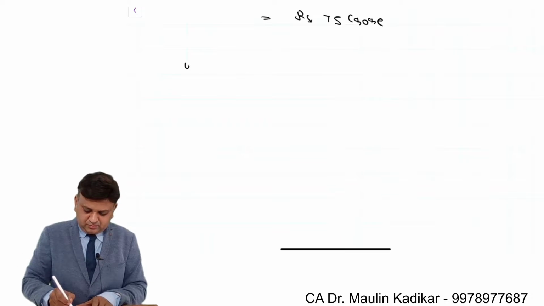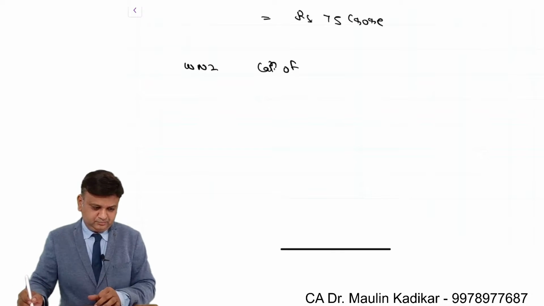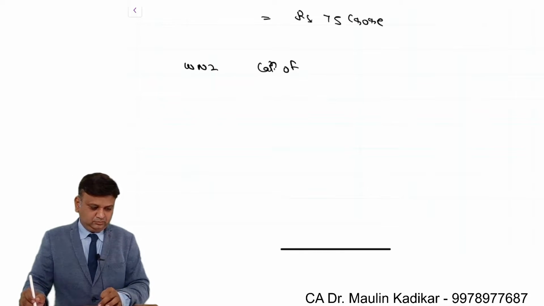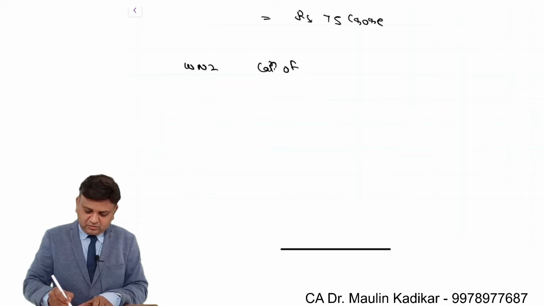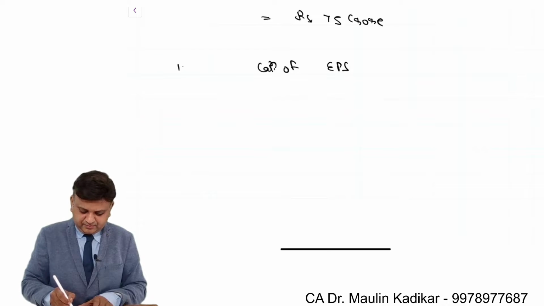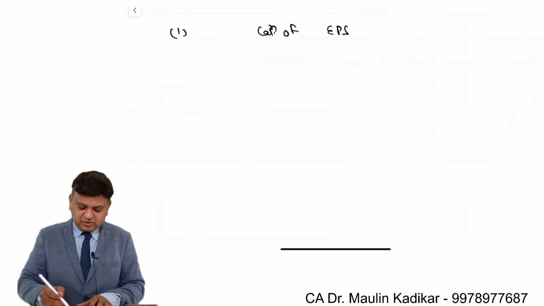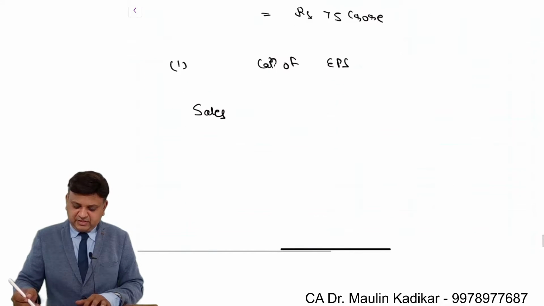Working note number 2, or rather not a working note but the final answer: calculation of earning per share. That is the answer of the first question. I request all of you to take down the answer along with me. Sales value is 75 crore.